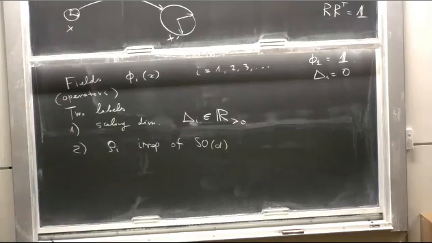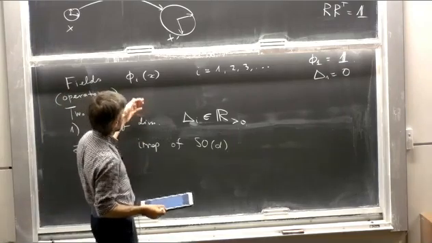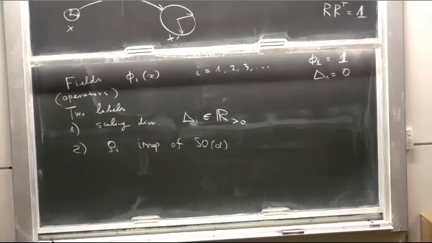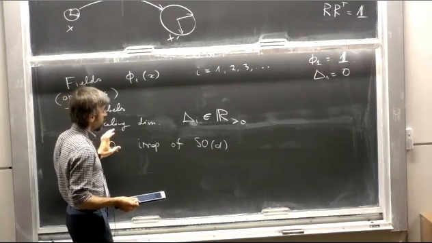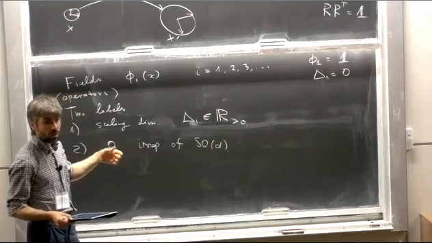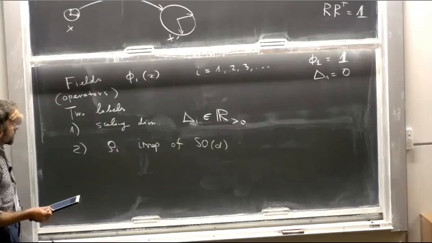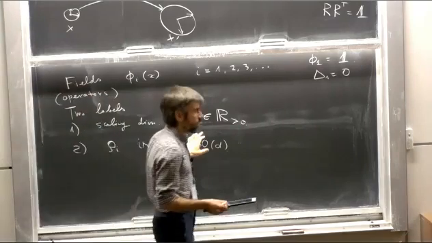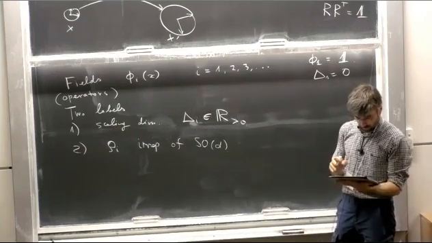So basically, all our fields are going to transform in some representation of SO(D). They can be scalars, they can be vectors, tensors, symmetric traceless tensors or antisymmetric tensors. They can also be fermions, transforming in spinorial representations. But in these lectures, for simplicity, I'm not going to talk about fermions. I'm only going to talk about bosonic fields. So there are some subtleties for fermions as usual.